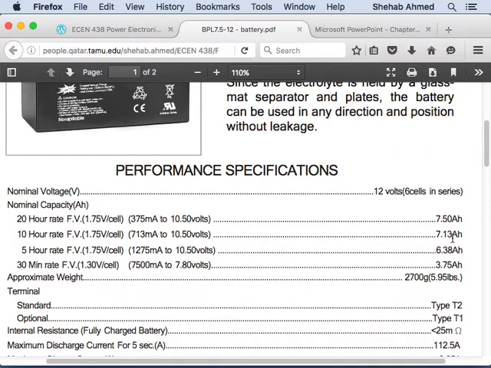Same battery, but how much you can get out of the battery depends on the load. Even though it's the same battery, the energy stored will be different if you consume it a lot quicker. If you try to consume all the energy out of this battery in 30 minutes, then all this battery can give you is 3.75 ampere hours. That is the rating. After that, what's going to happen?